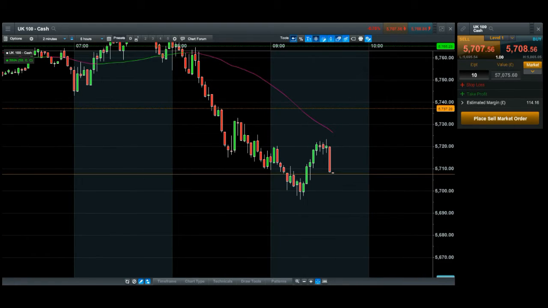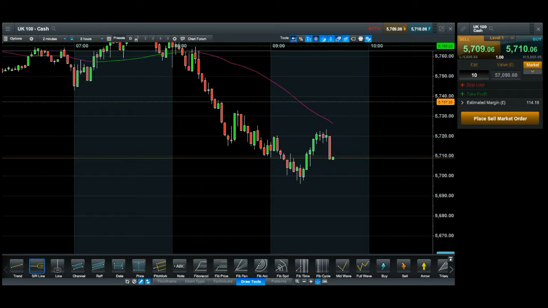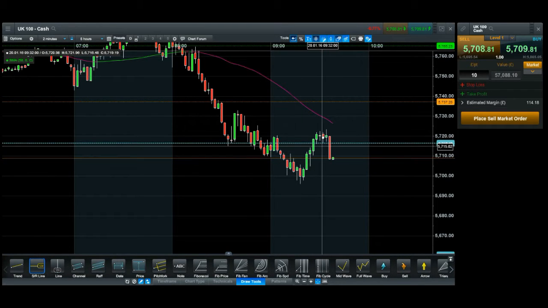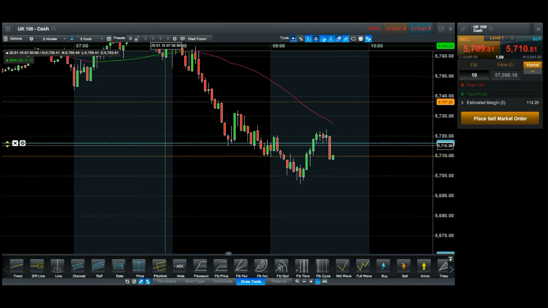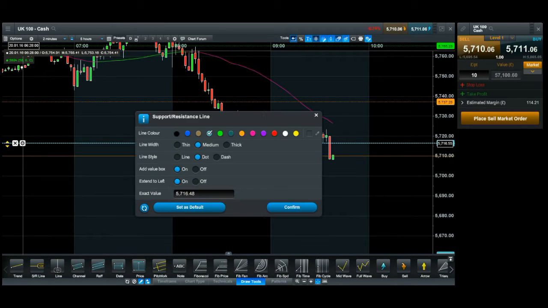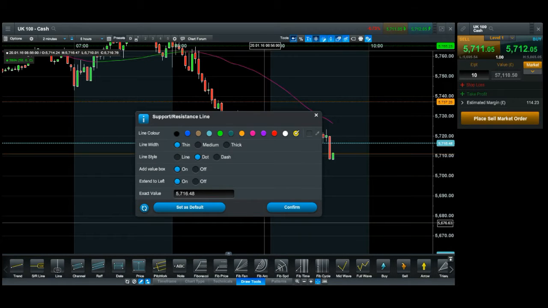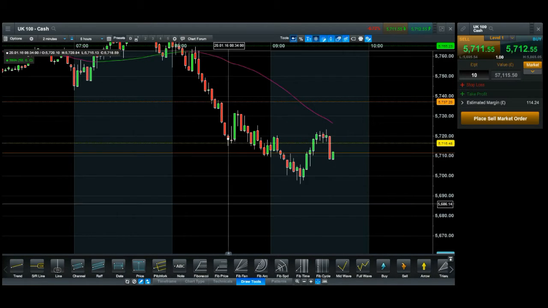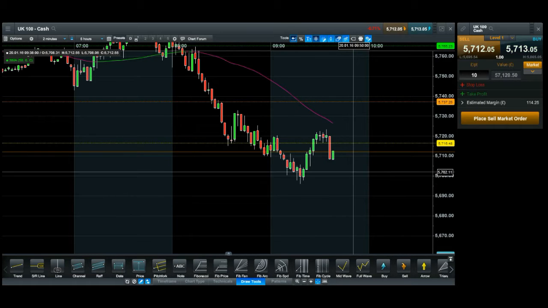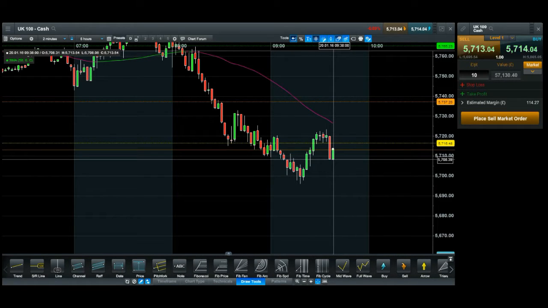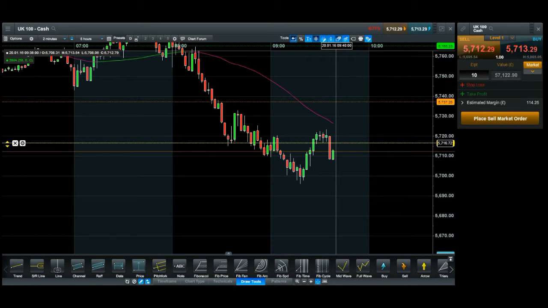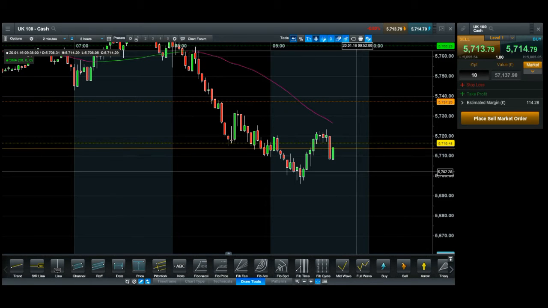So now I'm going to draw a support resistance based on 2 minutes, and I'm going to give it a yellow color, thin line, so it won't distract me too much. And then I'm going to use this to guide me along. As long as the rebound of this green candle does not go above this, then to me it's a signal to sell. So I'm going to wait a little bit longer now.